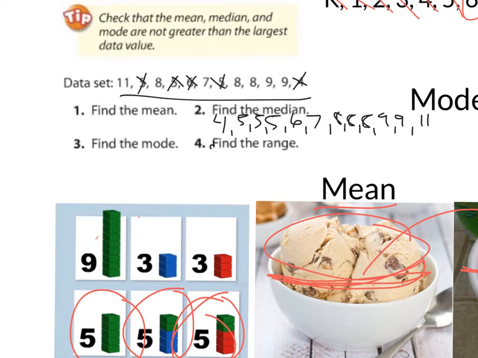Alright, I lined them up in order. Now I'm going to cross off the outsides one at a time until I find the middle. My median is also 7.